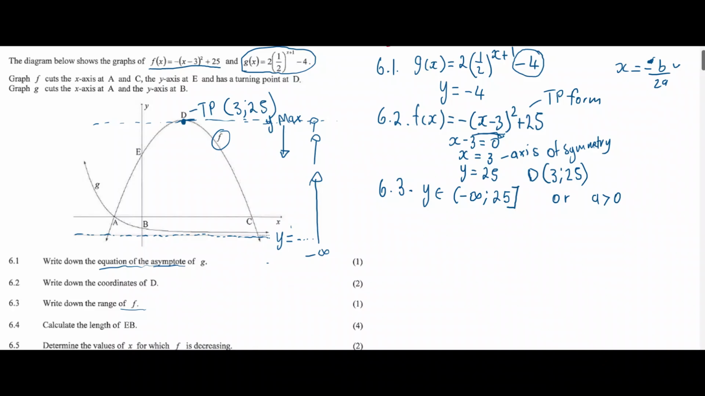Someone can write that because the graph is a frown face, because the a value is negative, it means that y should be less than or equal to 25.